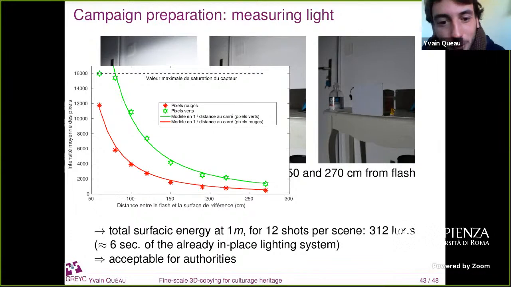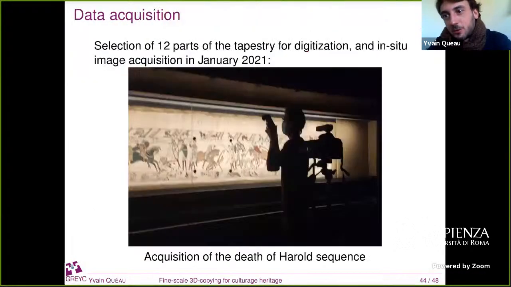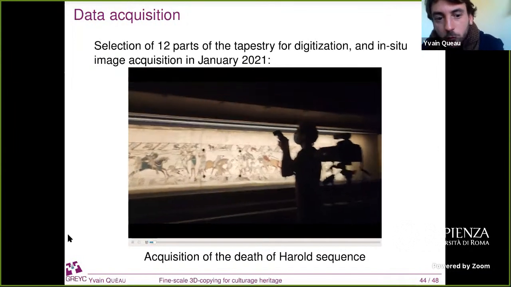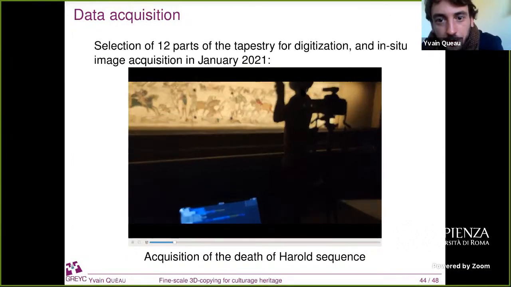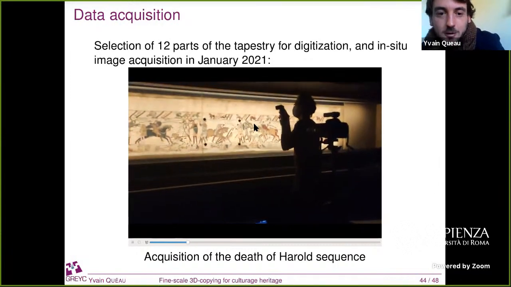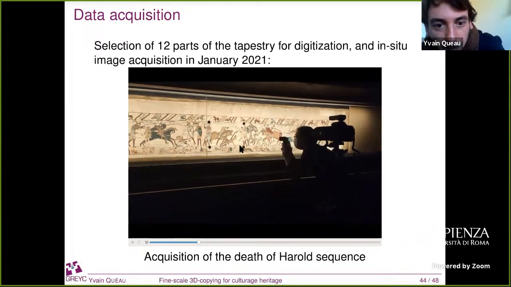So, good news. Our project was accepted and we were granted access to the museum. Two weeks ago, actually, we were able to get to the museum. Here is Mathieu taking the shots of the end of the tapestry.